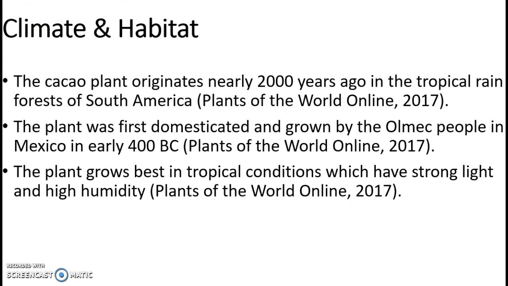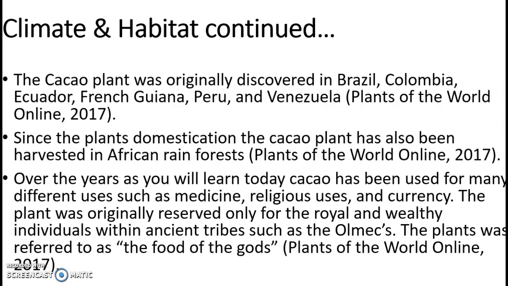Alright, so the climate and habitat. The cacao plant originated nearly 2,000 years ago in the tropical rainforest in South America. Around 400 BC, it was first domesticated by the Olmecs, and the Aztecs were basically the two co-founders of domestication of the plant. The plant grows best in tropical conditions, which have strong light and high humidity. So 20 degrees above the equator and 20 degrees below the equator is the sweet spot for growing this plant.